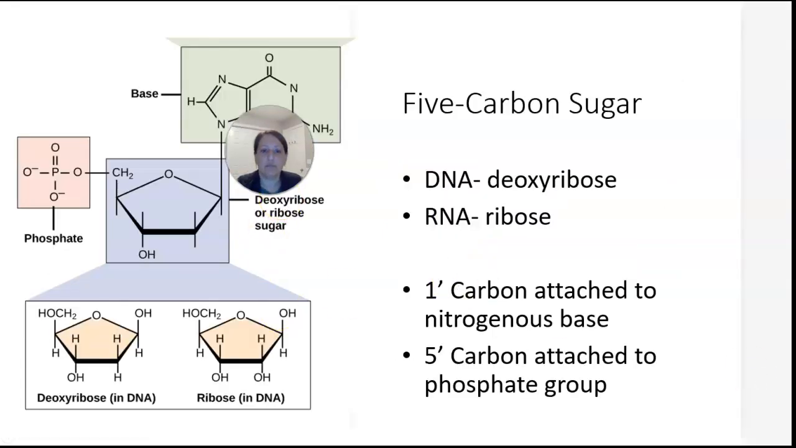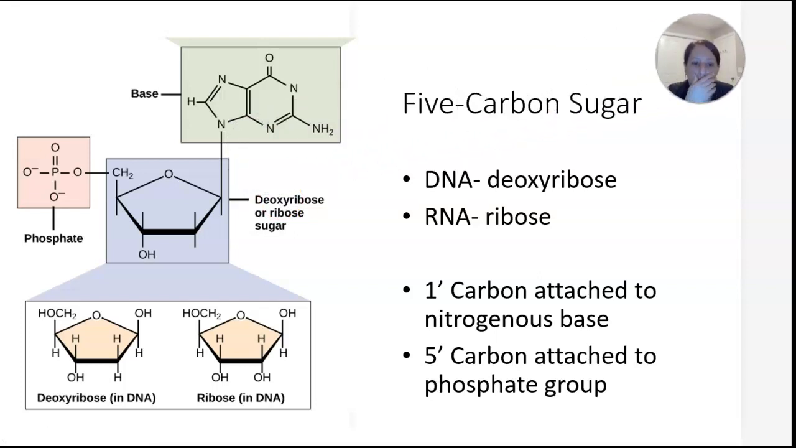Okay, so let's compare DNA and RNA. So DNA, again, has deoxyribose, that's the sugar, and RNA is going to have the sugar ribose. So what's the difference? They're drawn right here. So again, we're going to look at the 2' carbon. The 2' carbon here just has a hydrogen atom in deoxyribose. In ribose, the 2' carbon has a hydroxyl group. So that's the difference between the two. Okay.